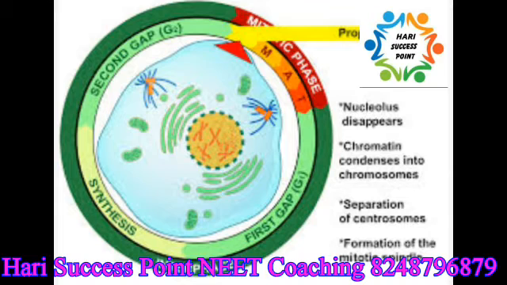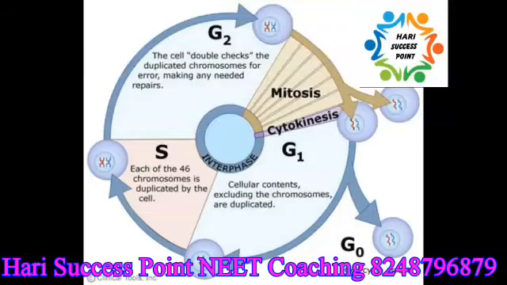G1 is the first gap phase between the end of M phase and the beginning of the next S phase. During this phase, the cell is very active in the synthesis of RNAs, proteins, carbohydrates and lipids, and it undergoes metabolic preparations for the synthesis of DNA in the S phase. The DNA content of the cell will have 2C value, and the chromosomes will be single stranded during G1 phase.